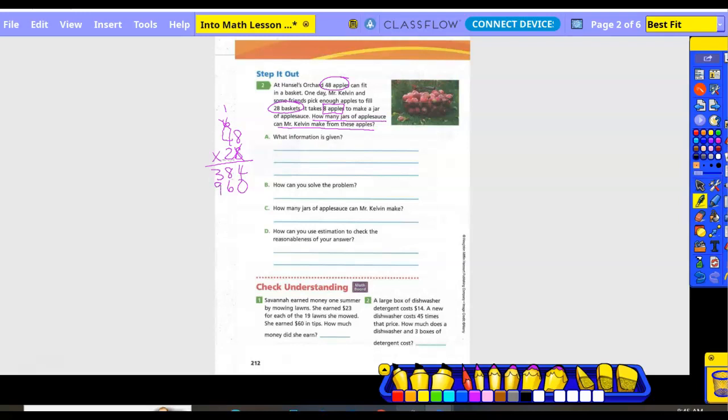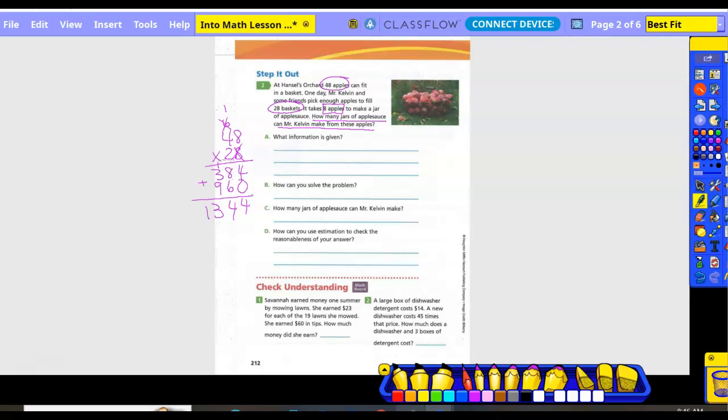Then what do I do? Add 4, 14. Carry the 1. 1 plus 9 is 10. Get those easy ones together, right? Plus 3 is 13. So he picked 1,344, or him and his friends picked that many apples, right?